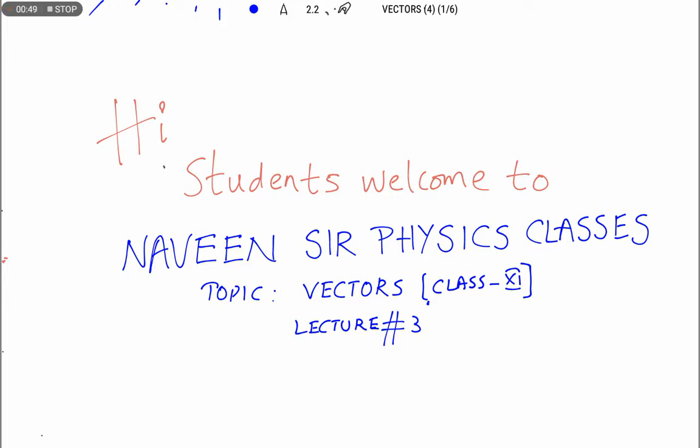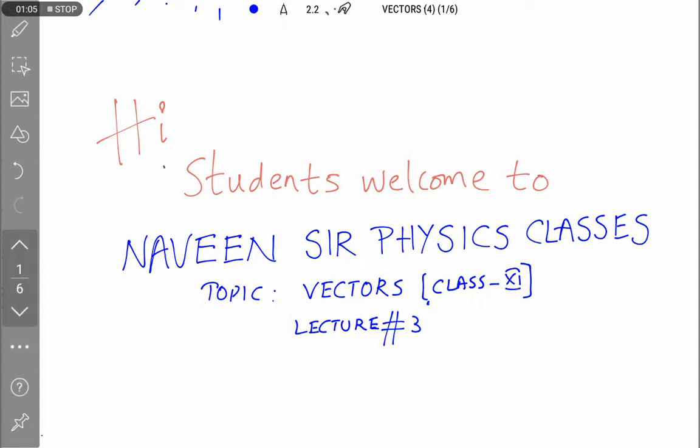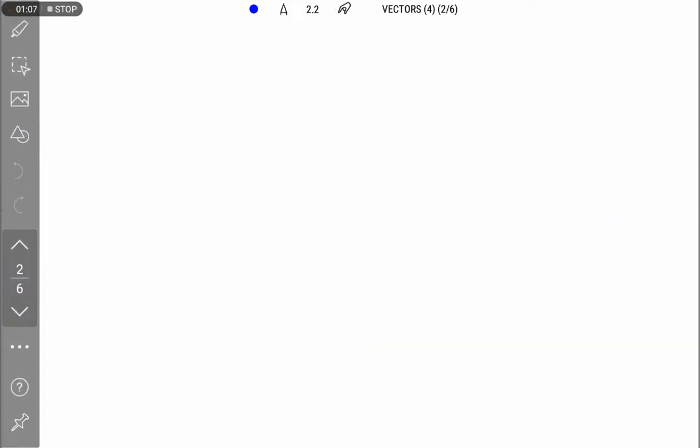One is the graphical method, another one is the analytical method. Let us begin the session with the triangle law of vector addition.